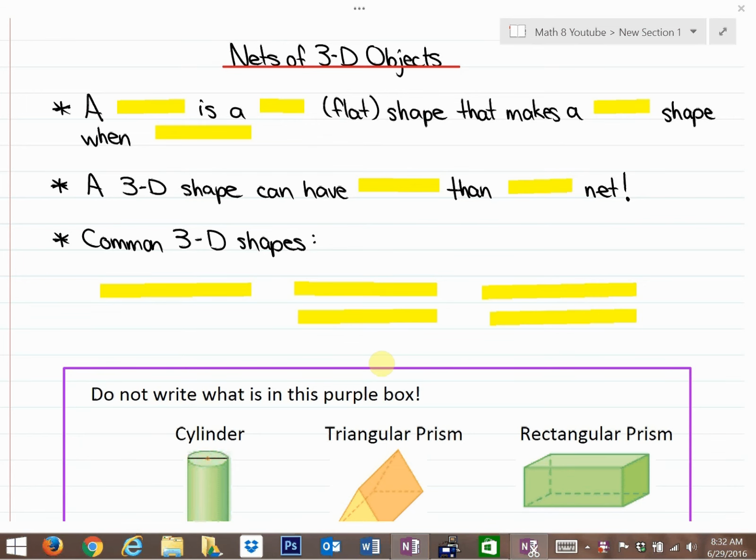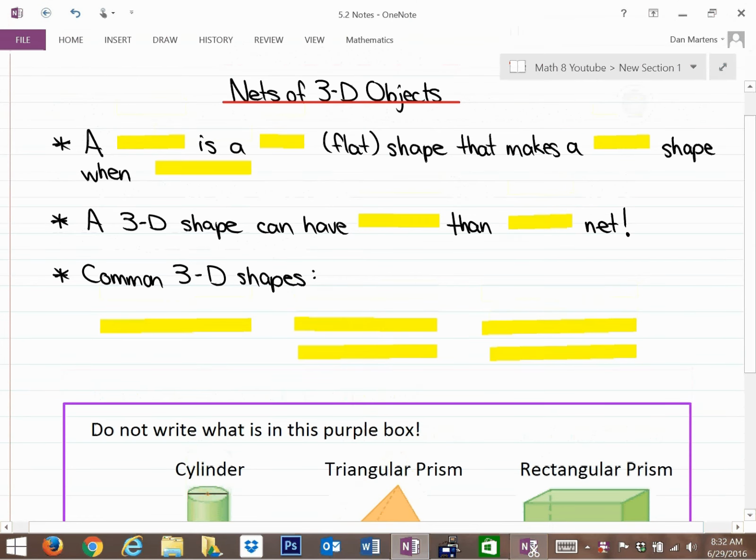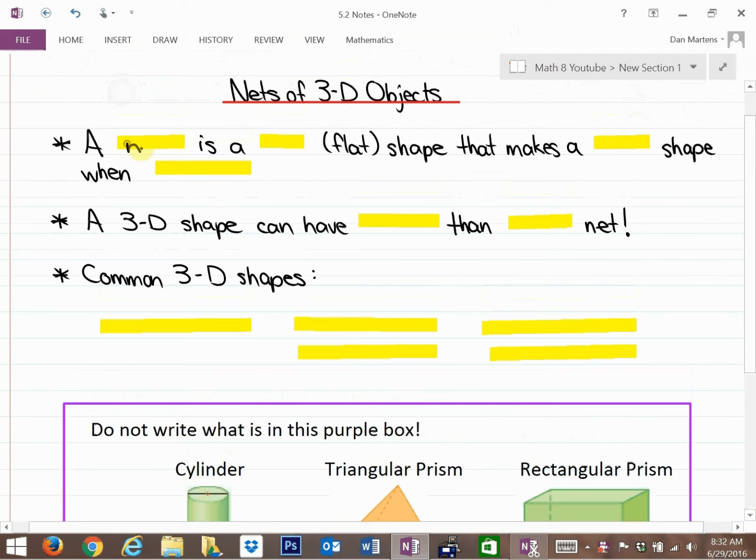In this lesson, we are going to be looking at nets of 3D objects. Now, before we look at the nets of the 3D objects that we're going to be investigating here, we need to define what a net is. A net is a two-dimensional or flat shape that makes a three-dimensional shape when folded.